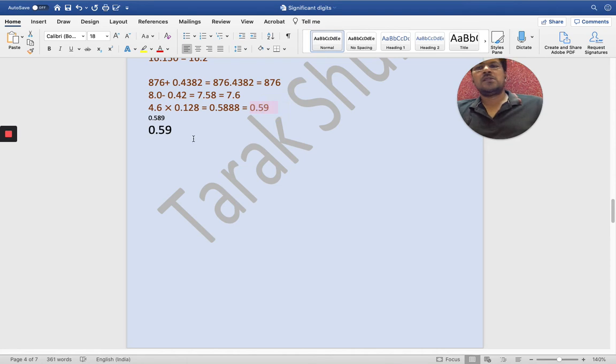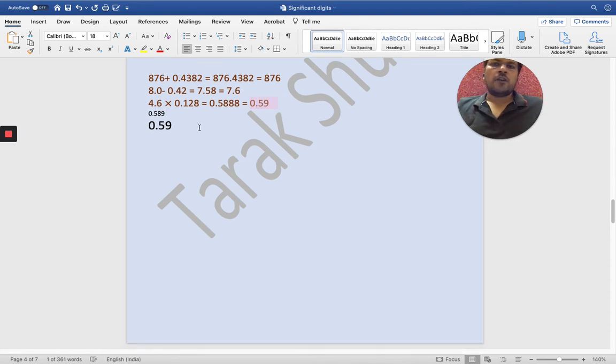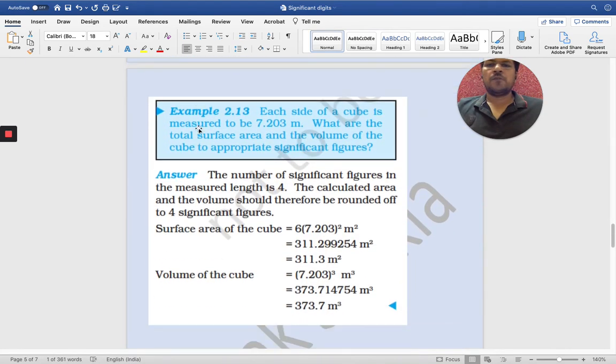Such is the rule for rounding it off. I have placed some practice for you. This is actually an example. Let's say each side of our cube is measured as 7.203 meters. What is the total surface area of the cube? As you are aware, the surface area of the cube is 6L squared.